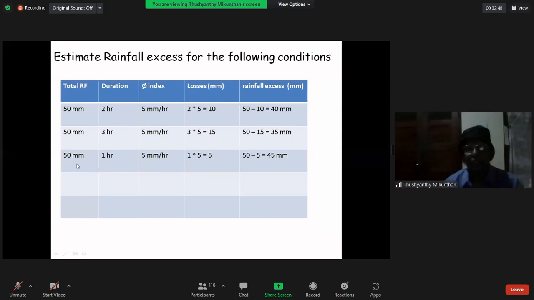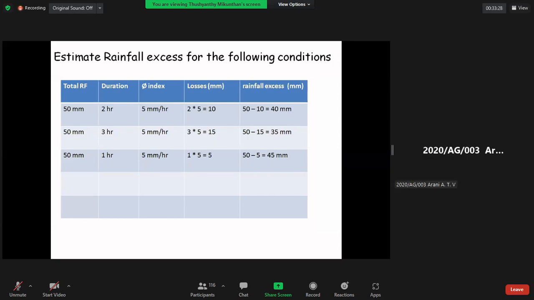Is it okay? Third one again 50 millimeter, 1 hour duration, 5 millimeter per hour. So 1 into 5, 45 millimeter. Is it okay, everybody? Okay.